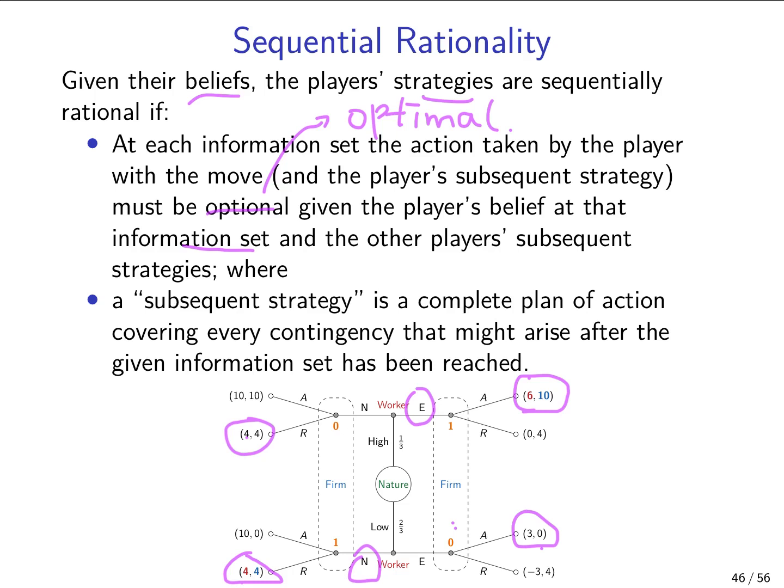Okay, so that's sequential rationality. It just extends the idea of behaving optimally given others' behavior to a setting of this dynamic game with incomplete information. Because with incomplete information, we need to introduce the belief and consider the sequence of the moves as well. Okay.